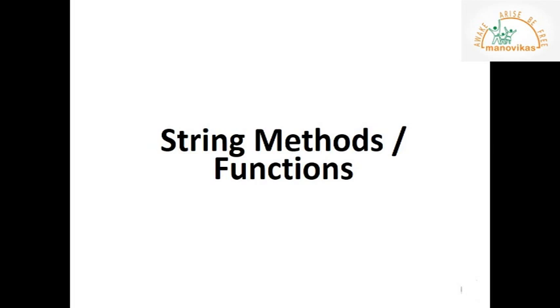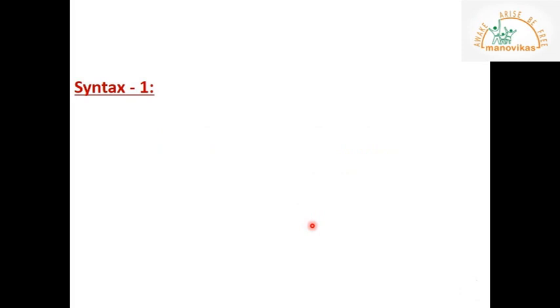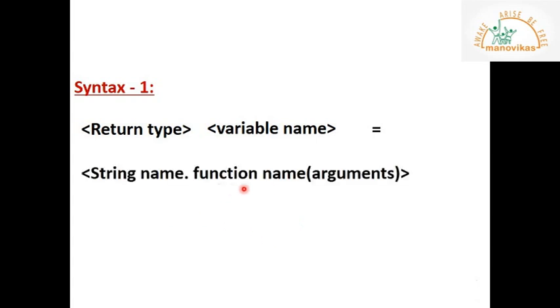Now I'm going to explain the different string functions in Java. The syntax for writing a string function is: return type, followed by the variable name, is equal to the name of the string dot name of the function, followed by the list of arguments and ending with a semicolon. If there is more than one argument, you must separate each argument by a comma.